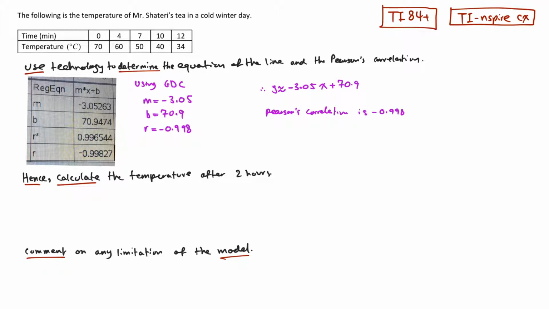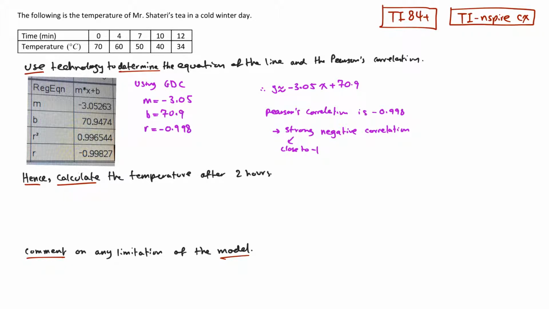We are not asked to do this, but if we were asked to comment on the strength and direction of the correlation, we can say that based on the Pearson's correlation, it's strong because it's close to negative 1, and it's a strong negative correlation.